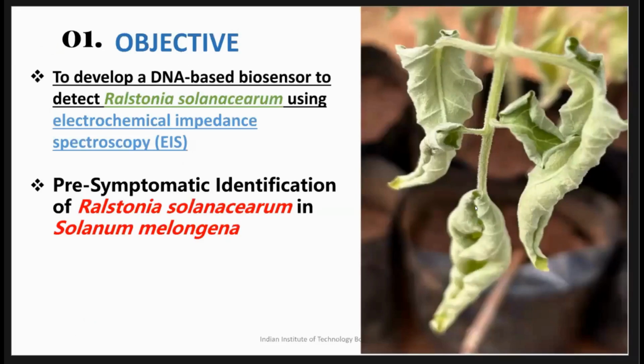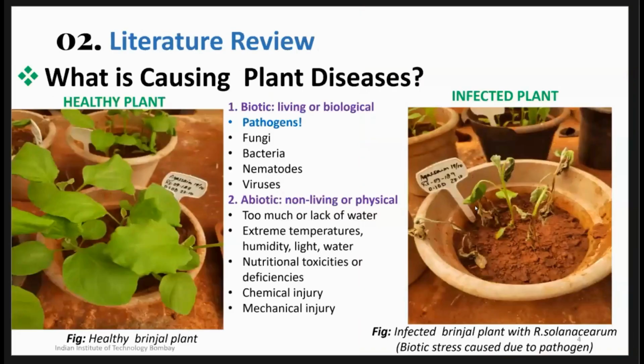So the objective is to develop a DNA-based biosensing platform for Ralstonia solanacearum. It's a notorious phytopathogen found in soils. It's a soil-borne bacteria. It is widely found in different regions, including India. The objective of this work is, can we have a pre-symptomatic identification, that is, even before these symptoms appear in plants, can we detect this phytopathogen in the plants or soil so that we can prevent the infection from spreading.